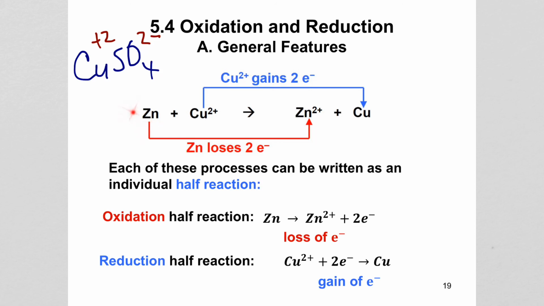So again, we look at zinc. It starts by itself as a solid compound, then it turns into an ion, so it lost 2 electrons, so it got oxidized. Copper was in the form of a salt, now it's in solid form, 0 charge, so it gained 2 electrons. Therefore, it's a reduction.